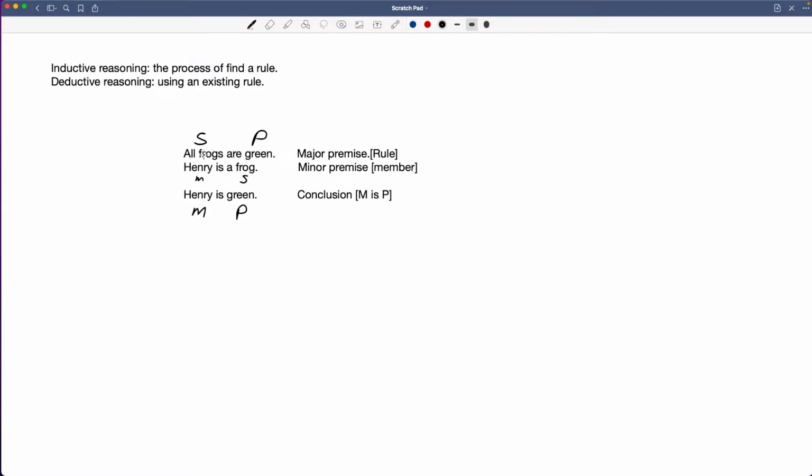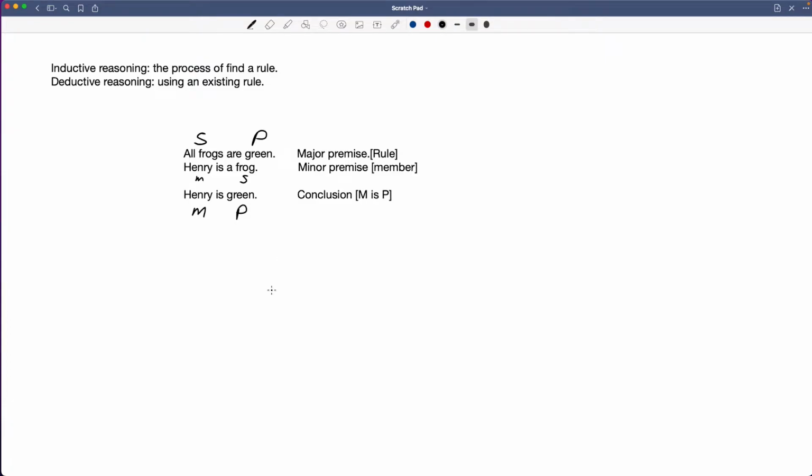If you didn't have that all frogs are green and all you had was Henry is a frog, well, we can't draw the conclusion that he's green because we don't know anything about frogs, right? This is what it's telling us. It's telling us about frogs. Henry's a frog. Therefore, what is true about frogs is true about Henry.